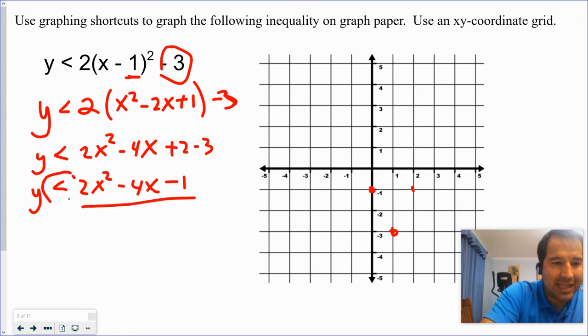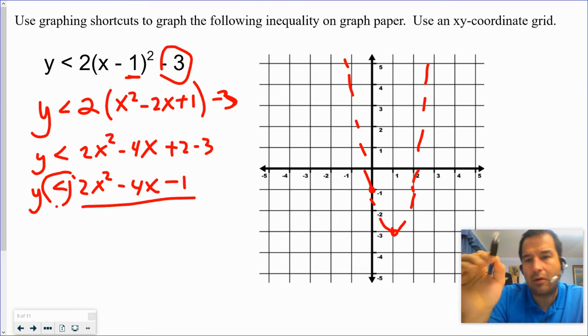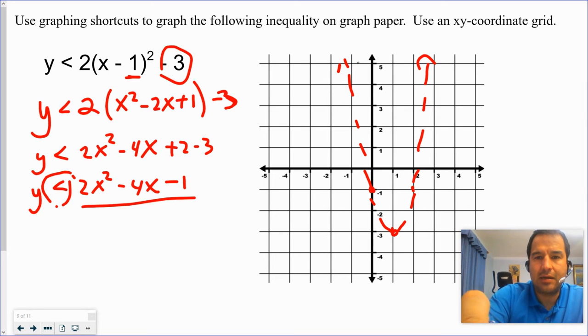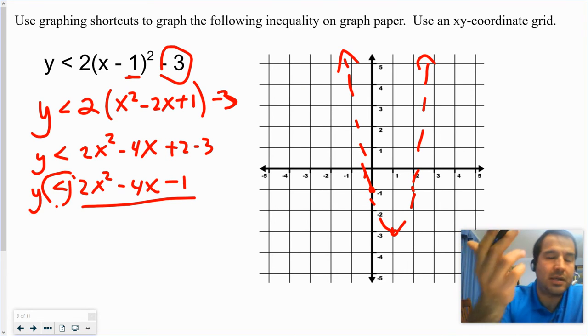But it is less than, therefore it should be a dashed line. So I'm going to put a dashed line all the way here and all the way up there. Arrows at the end. Whew, that's beautiful arrows. And again, we pick point 0, 0. Now, if you notice, point 0, 0 is inside here. So if it doesn't work, then we're good to go.